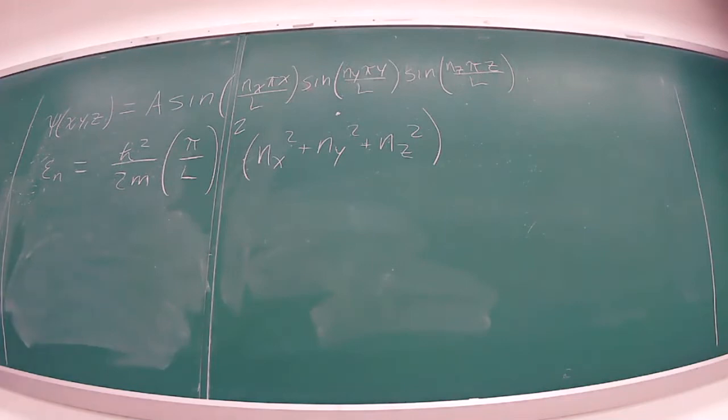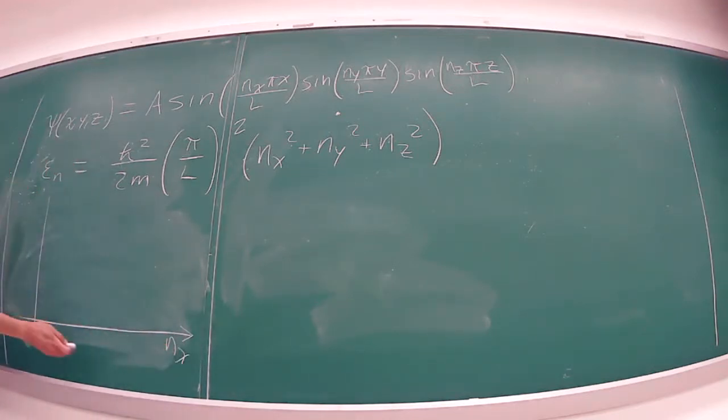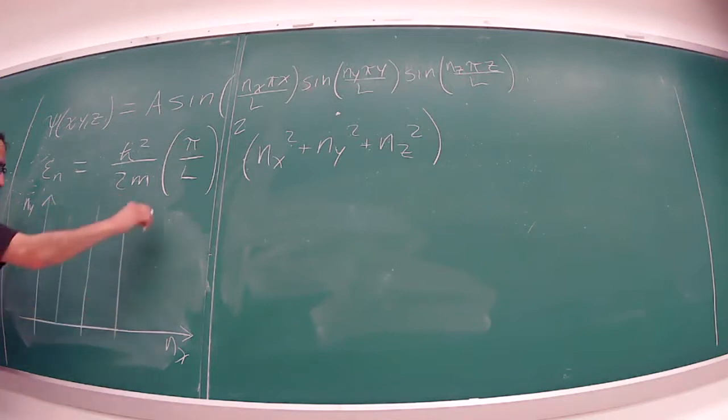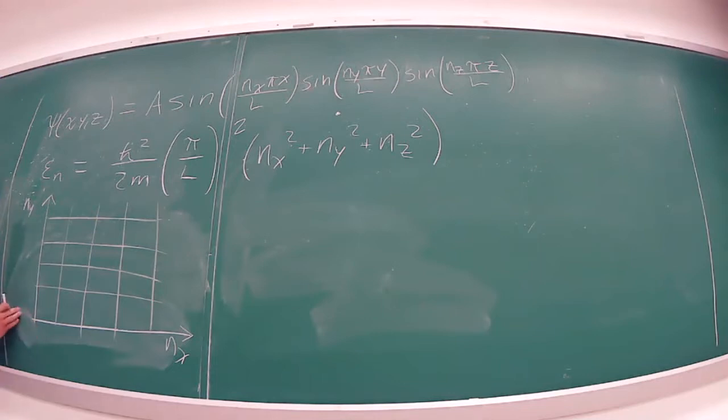How does this look in two dimensions? Well, over here we're gonna have nx, and over here we're gonna have ny. We're going to have something that looks like this. And if you start adding fermions to the system, the first one is gonna be over here because it's the lowest energy state, ny equals nx equals 1. The next one is gonna be this one. So I'm gonna put, say, 1, 2. This one is also 2, they have the same energy. This one will be the third one.